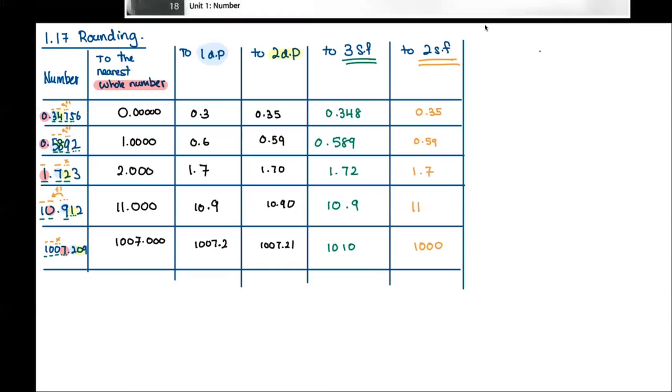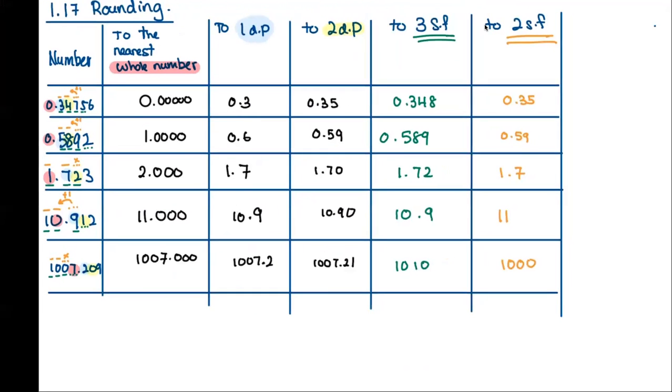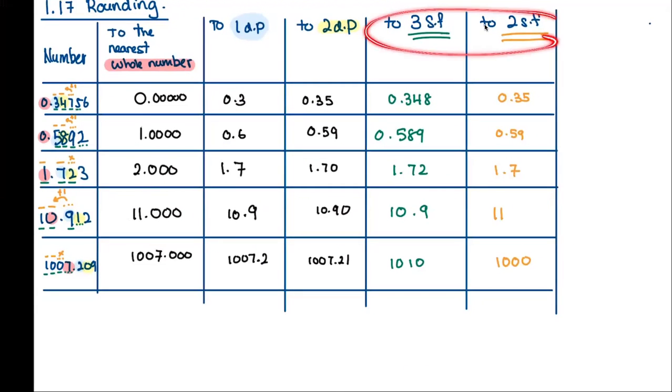So as you can see, it's a little bit difficult when the number is bigger. If it's smaller or decimals, then it's quite easy. So you just need to get used to the idea of significant figures. I think decimal places should be quite easy, just the significant figures are a little bit difficult.